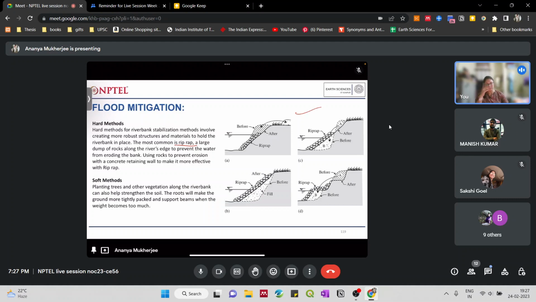Okay, so you can see that before, the channel was going like this, and this area got eroded and the material got deposited over here. So to prevent the erosion of this area, they made provisions to have riprap over here. So now the water cannot erode this material.